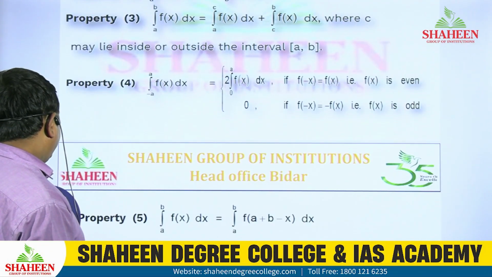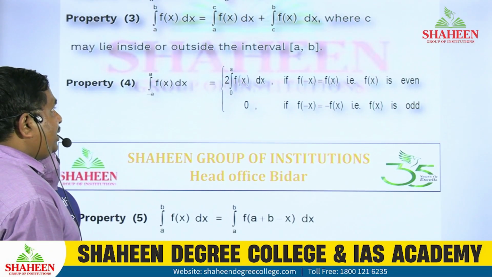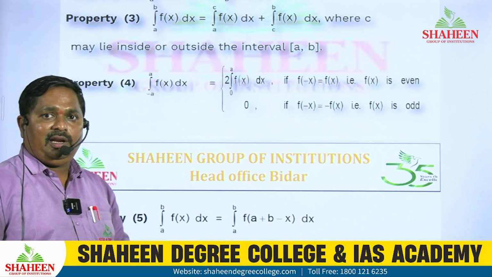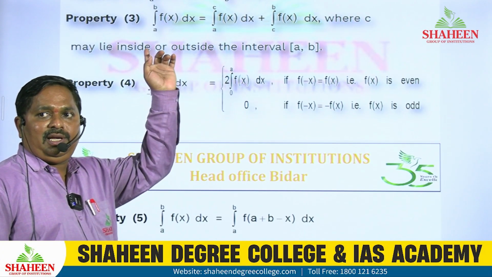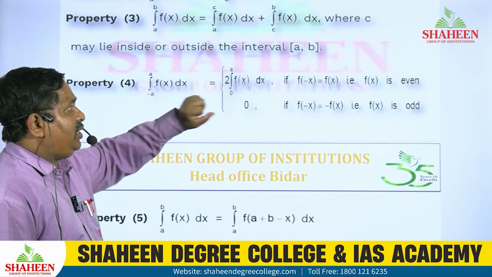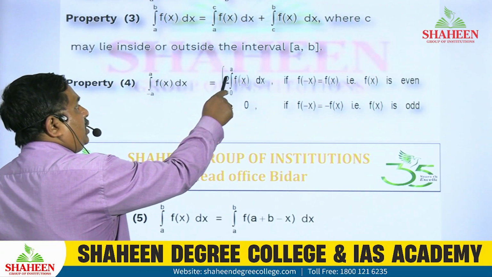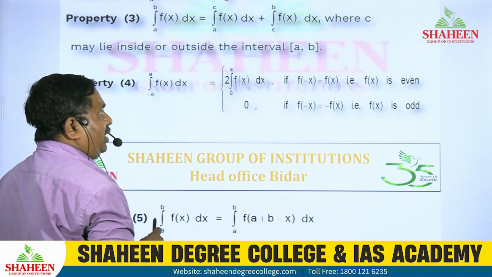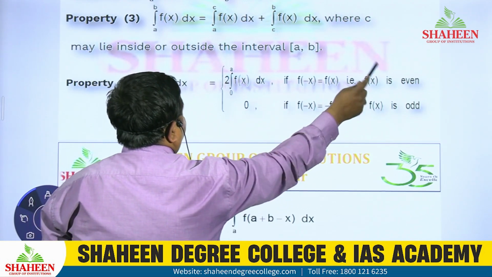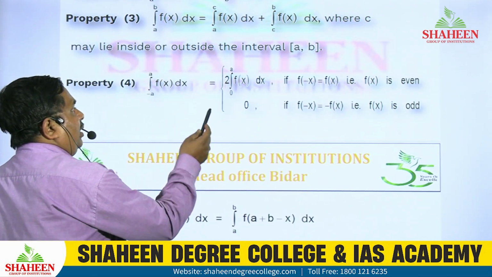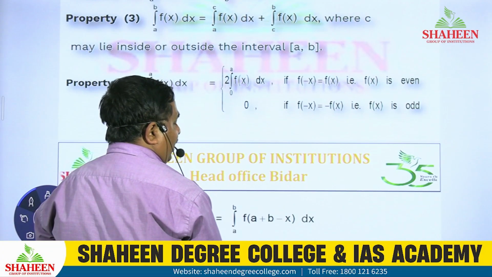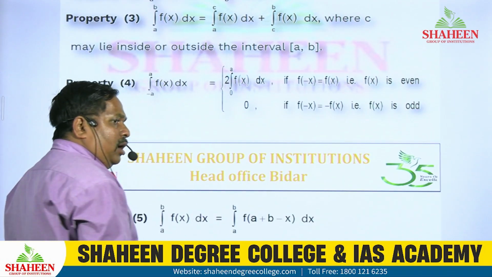Next, property number 4. Property number 4 is integration from minus a to plus a f of x dx. We have two values of this integral. One is 2 times integration from 0 to a f of x dx, if f of minus x equals f of x, that is, f of x is an even function. And its value is 0 if f of minus x equals minus f of x, and this kind of function is called an odd function.